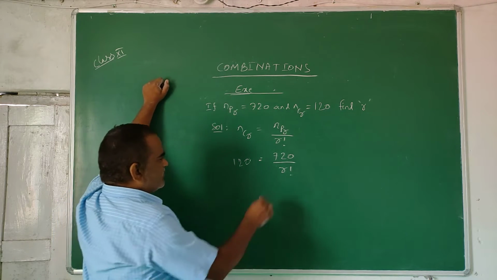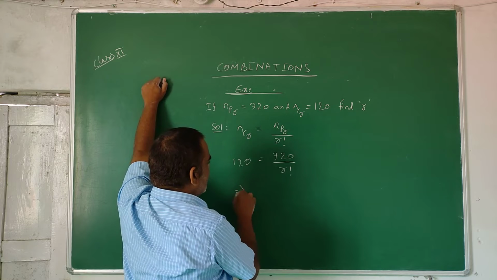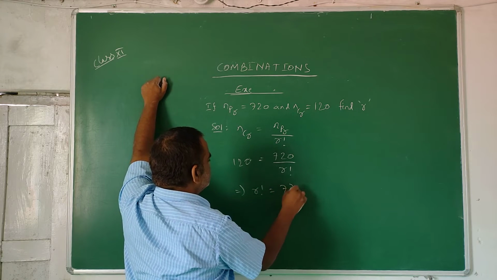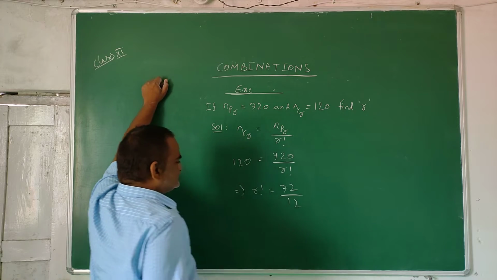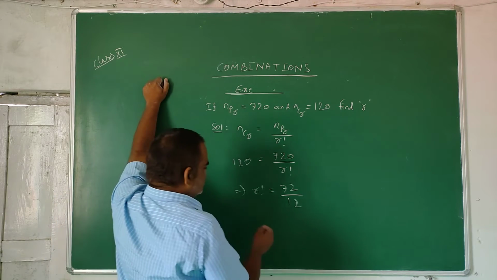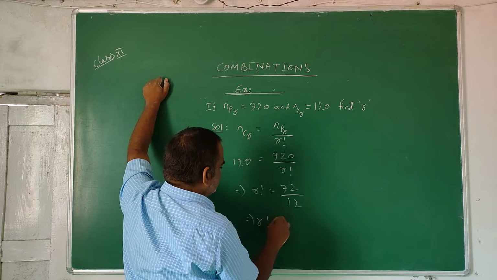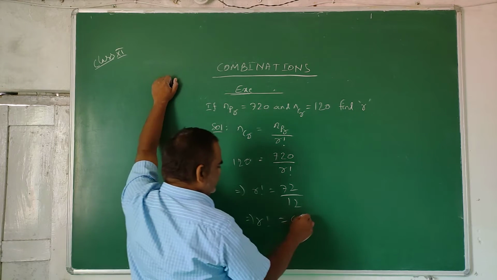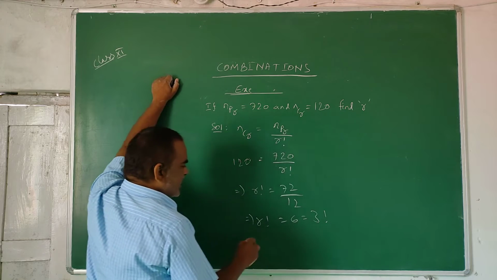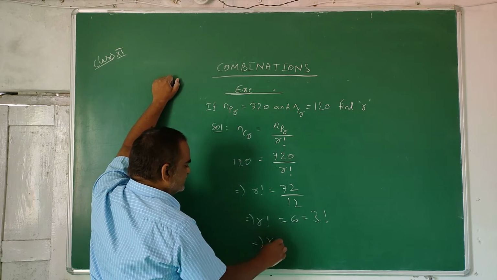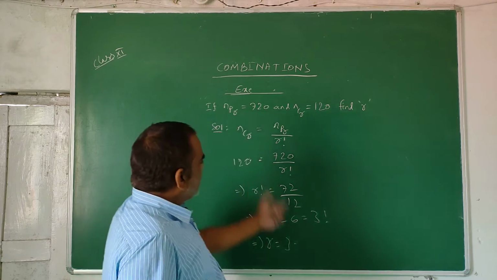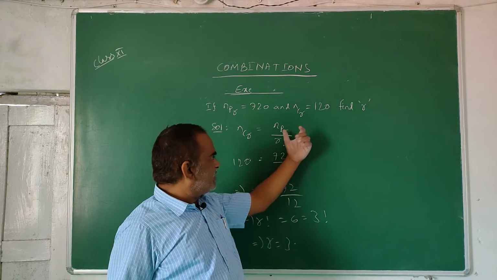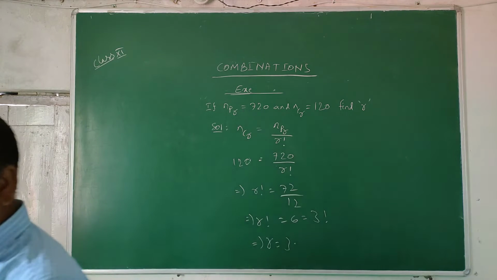So 120 is equal to 720 by r factorial, implies r factorial is equal to 72 by 12, which is r factorial is equal to 6. 12 sixes are 72. 6 is 3 factorial. r factorial is 3 factorial. So r value is 3. Understood? I used the deduction nCr is equal to nPr by r factorial.